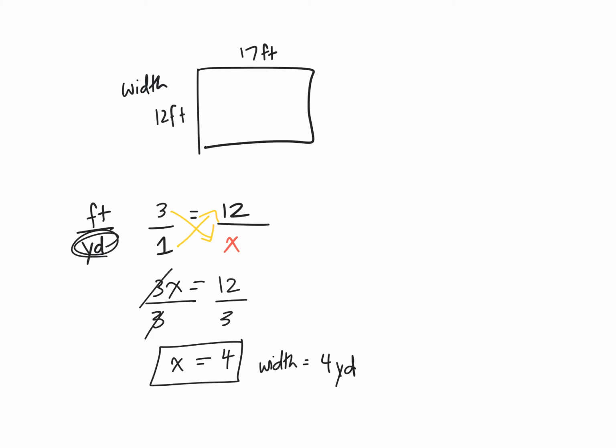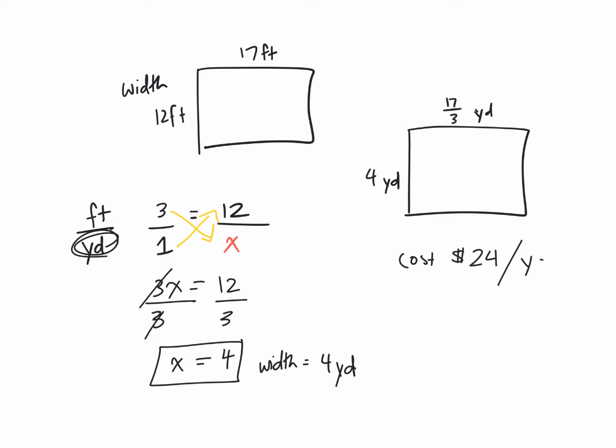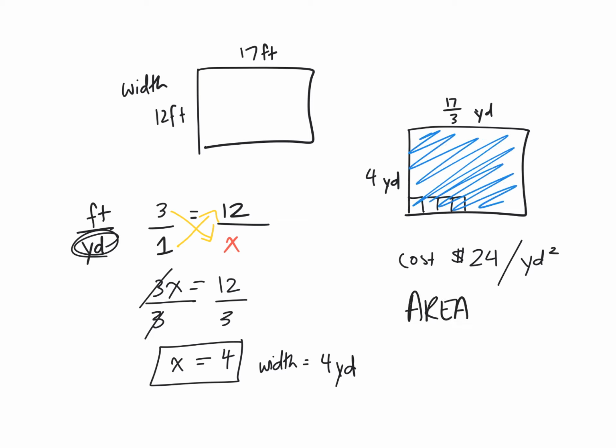Remember, we were converting to yards. So I'm going to redraw this. We have a room that is 17 over 3 yards by 4 yards. We're told that the carpet costs $24 for every square yard. So like this, every square yard is $24. I need to know how many square yards I have total. So what do I need to find? I want to know the total space, total what? Area. How much carpet do I need to cover this entire room?